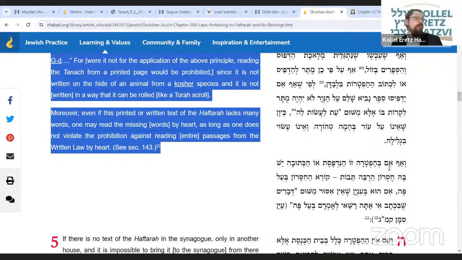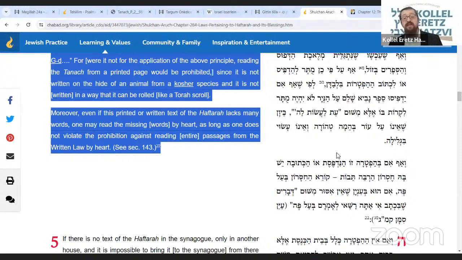And seemingly you're reading a word by heart. Then you still could do it by heart, because it's just one word, it's fine. You're allowed to quote a word, even a pasuk, even a verse by heart. But generally, more than a pasuk from Tanakh, you're not supposed to say by heart.